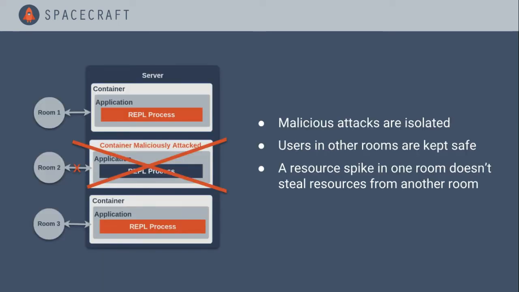So this is a simple diagram which should demonstrate what I just talked about earlier. Let's say a malicious attacker gains access to one of our containers. When the attacker compromises that container, only users connected to that container will be affected, while users in the other rooms will not be affected. Also, a resource spike in a single room will not affect other rooms as well. So users in other rooms will be kept safe.